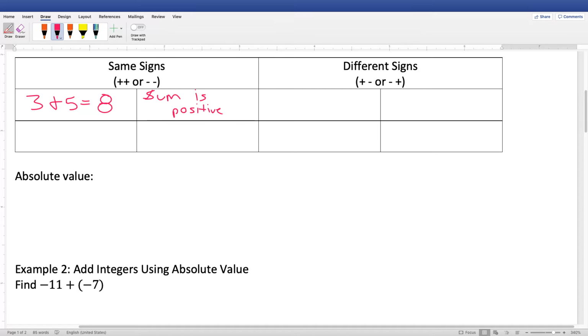Now what happens if I take a negative number, like -3, plus a negative number like -5? Will my answer be positive or negative? Negative. So it'll be -8. So the sum of two negative numbers is always what? Negative. Always negative.